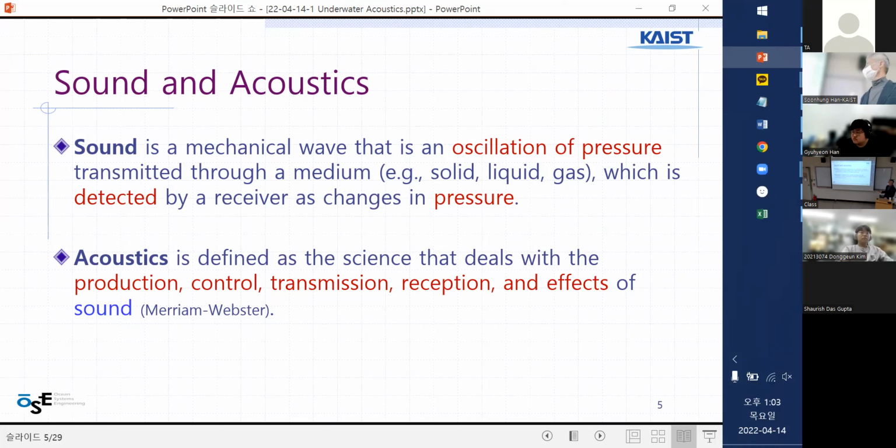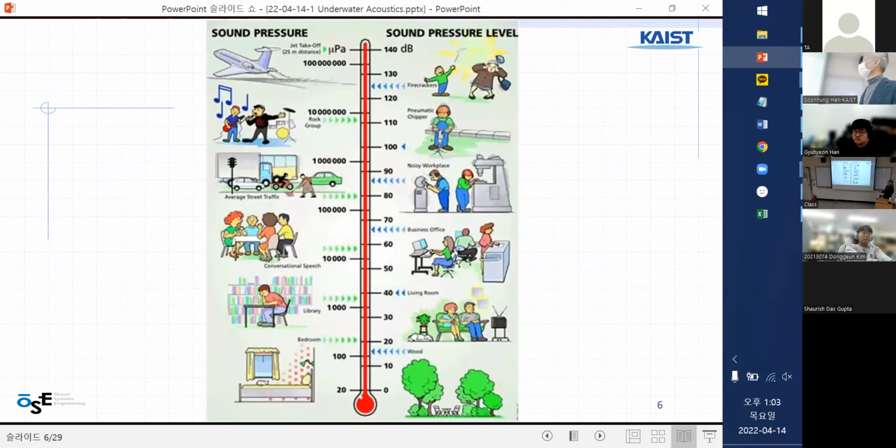Acoustics is a science or academic field or engineering field that deals with sound and sound production, sound control, sound transmission, reception, and effect. So once again, it's the same picture but a little bit different. Starting from here, going up, this is sound pressure. This is decibel. It's the same, but a different unit.